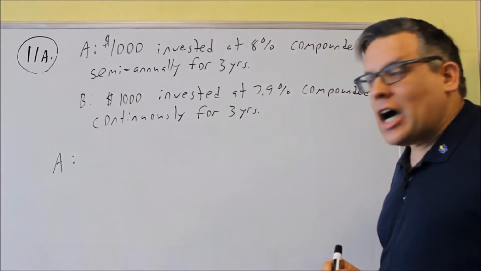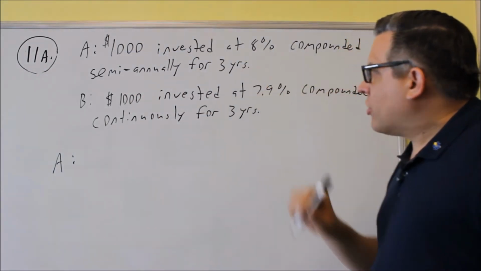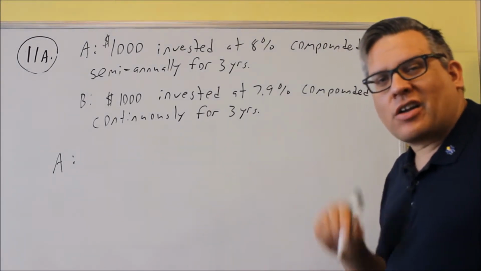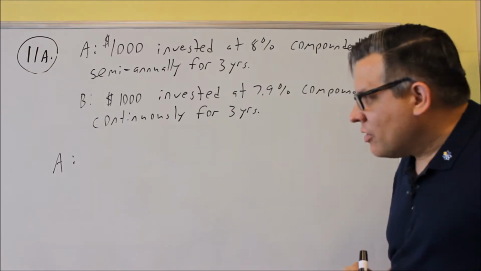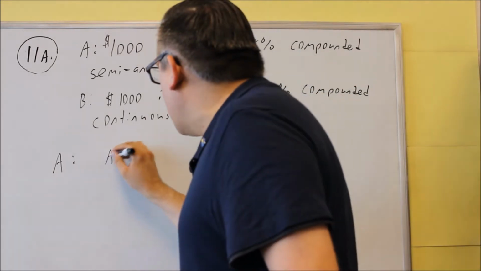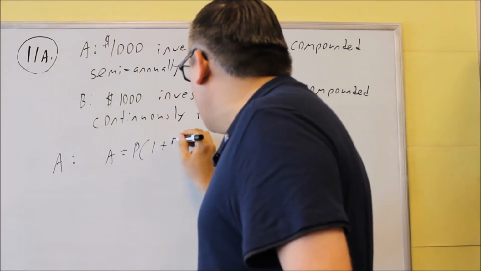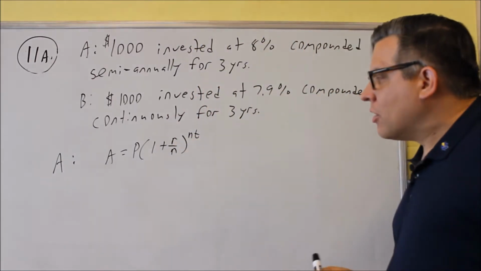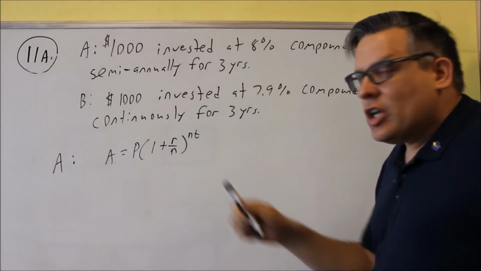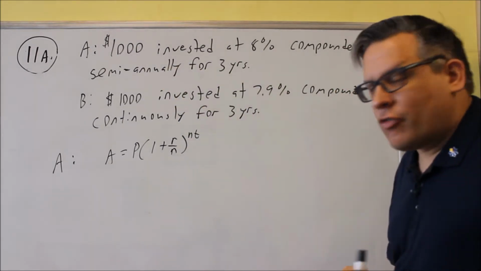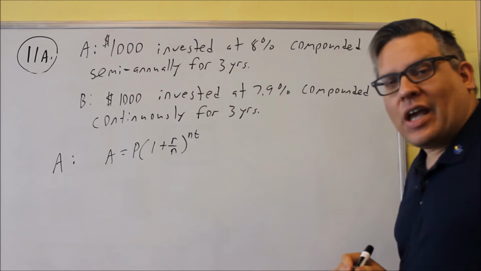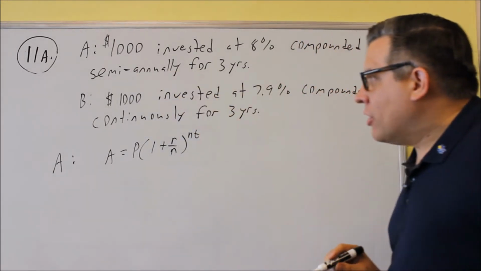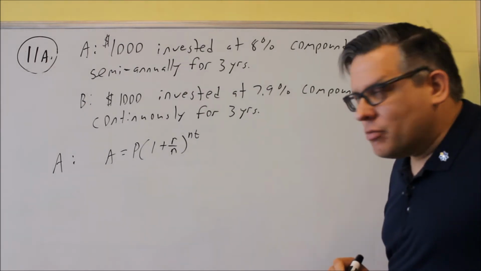We're first going to start with option A. Now you're going to have to know what the compound interest formula and the compounded continuously formula each are. For A, the formula that you want to use here is this one. This is the compound interest formula. When we have keywords like semi-annually, quarterly, and so forth, you're going to use this formula. Now the N represents how many times it's compounded per year. Because it says semi-annually, we know that N is going to equal 2.